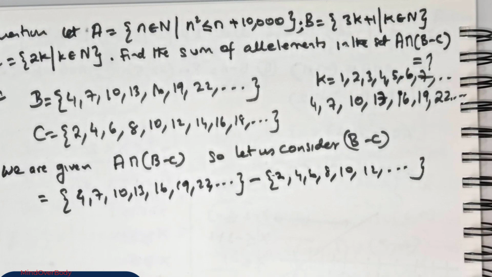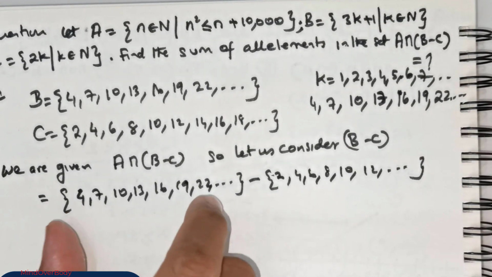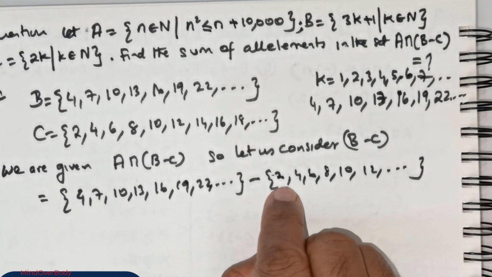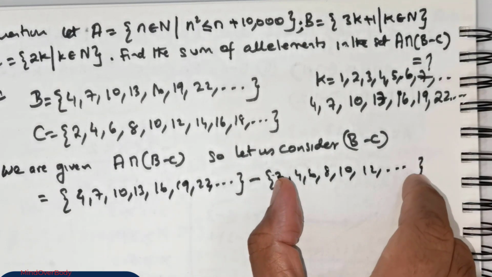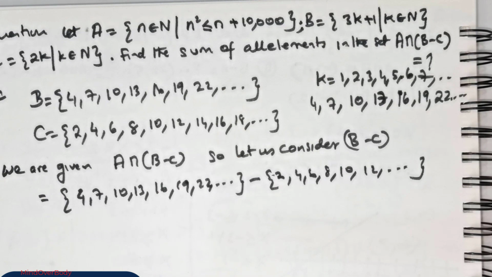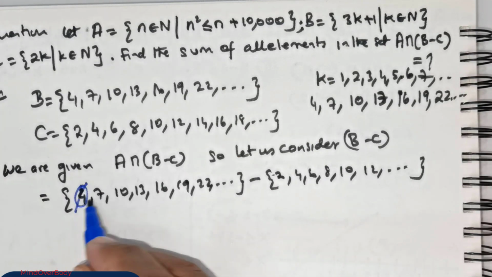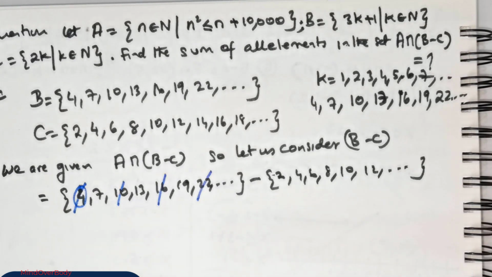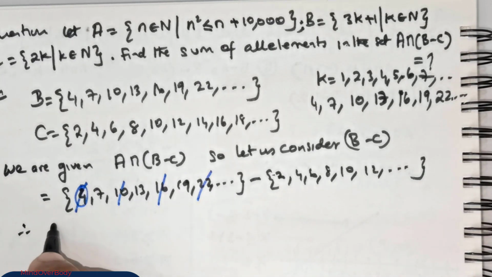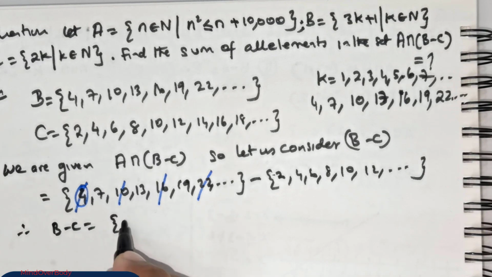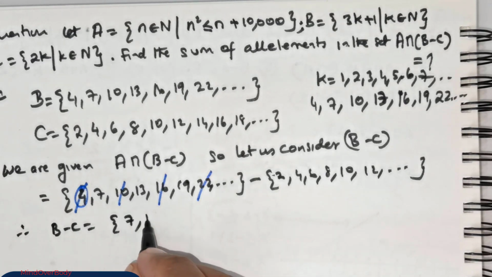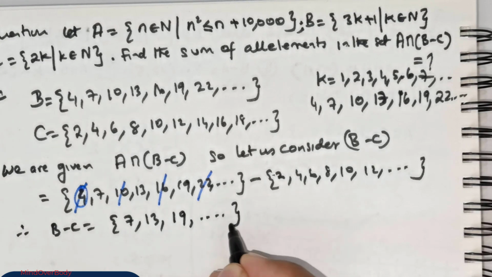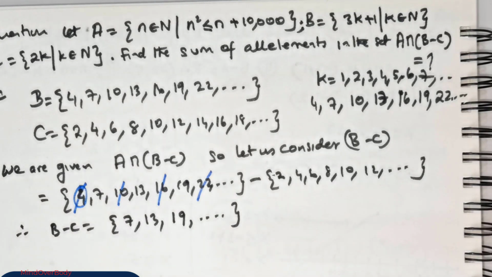What is the meaning of this? It means from this set, take away all of these. So what are these? 2, 4, 6, 8, 10. Set of even numbers. You remove all the even numbers. So I will have to drop this, drop this, drop this, drop this, so on and so forth. So what would be the set? Therefore, B difference C is equal to 7, 13, 19, etc. This is going to be the difference.